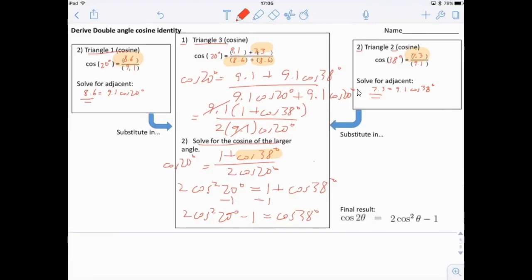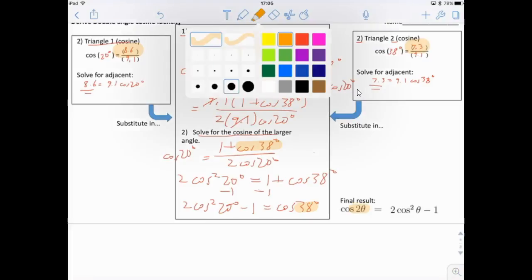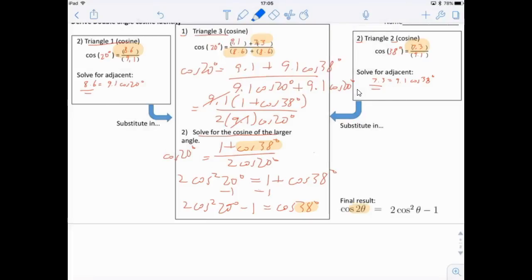And if you take a look and compare this with this, we actually have found that the cosine of the double angle is equal to 2 times the cosine squared of the smaller angle minus 1.